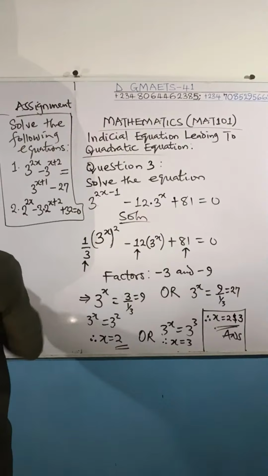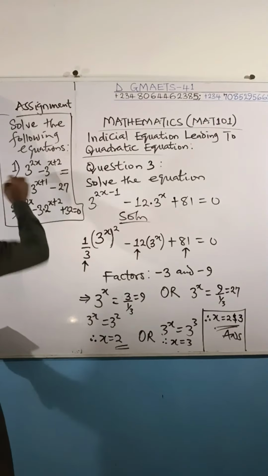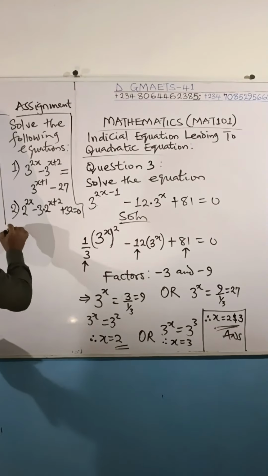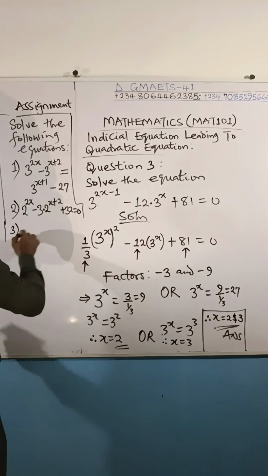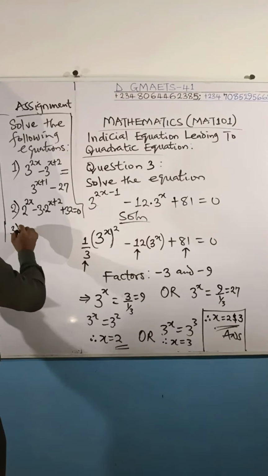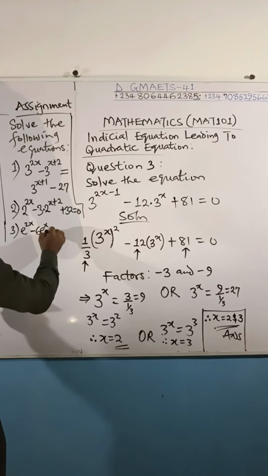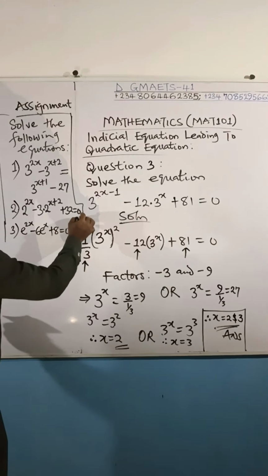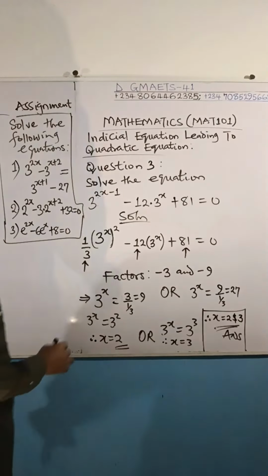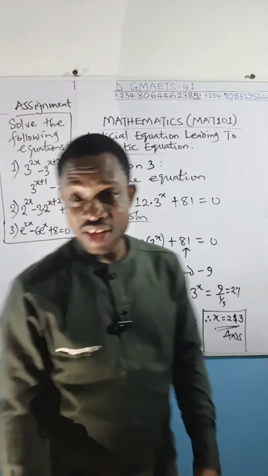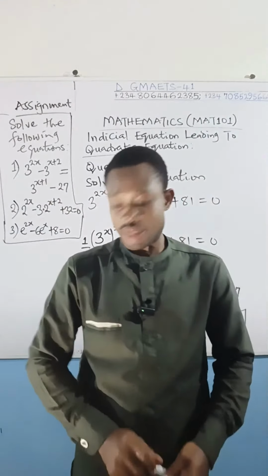Okay, that's exponential. Question 1, question 2, then question 3. For question number 3, I'd like you to solve exponential 2x minus 6 exponential x plus 8 equals 0. So these are the 3 questions. Get your values of the unknown x.